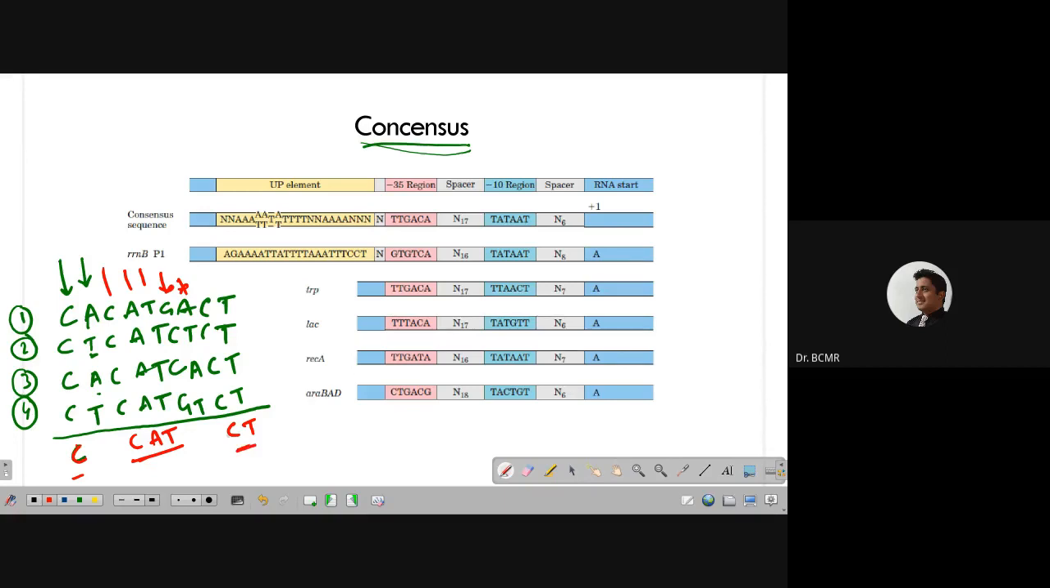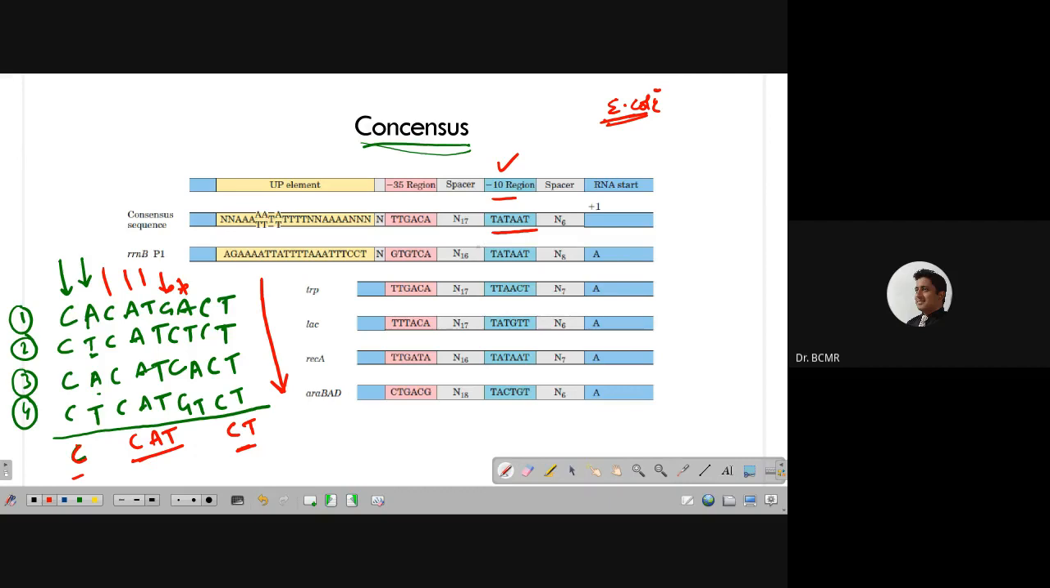That means you take different promoters from different genes of one organism. Say you collect all the promoters from E. coli and put them in an order like this, and then see which bases are highly conserved. If you see that in -10, the consensus is TATAAT, what does that mean? It means in the majority of E. coli promoters, in the -10 region, the sequence is TATAAT.